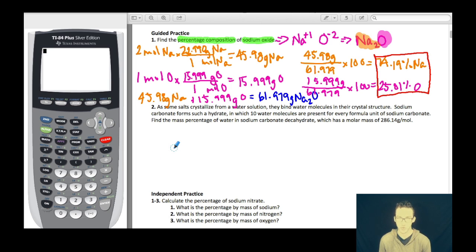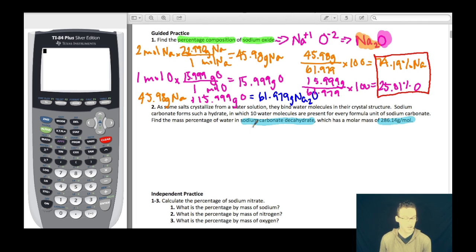Let's move on to number 2, where, oh my gosh, we have to read. It says, as some salts crystallize from a water solution, they bind water molecules in their crystal structure. Ooh, exciting. Sodium carbonate forms such a hydrate in which 10 water molecules are present for every formula unit of sodium carbonate. Find the mass percentage of water in sodium carbonate decahydrate, oh my god, nomenclature, which has a molar mass of 286.14 grams per mole. Alright, so let's tackle this sucker.